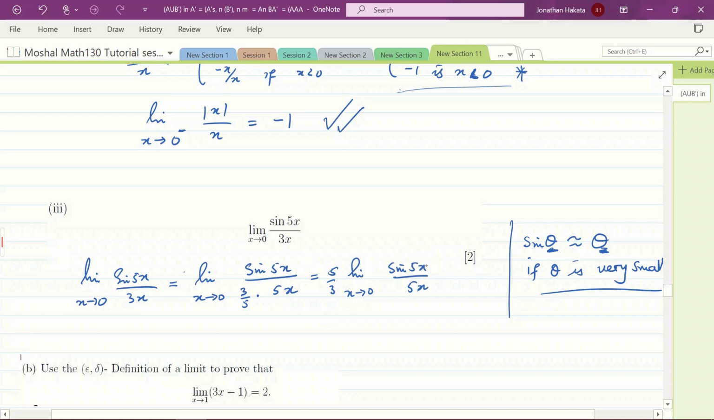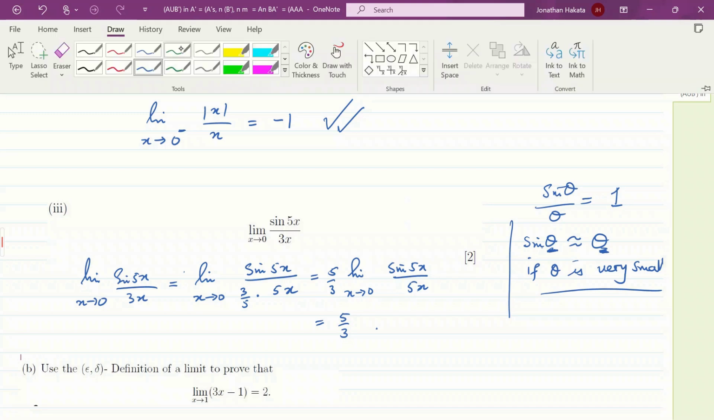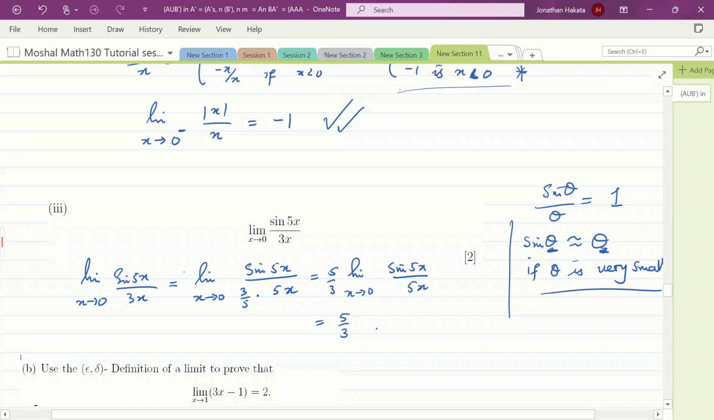So this whole thing, sine theta over theta, is equal to 1 for small angles. So the answer becomes 5 over 3. Let me highlight it in a different color. This whole thing in the box will be equal to 1 for small angles.